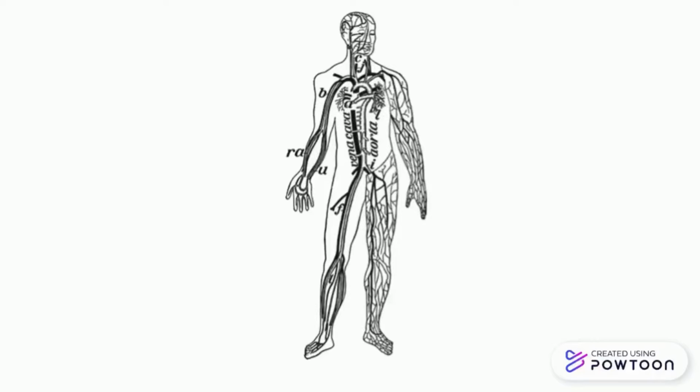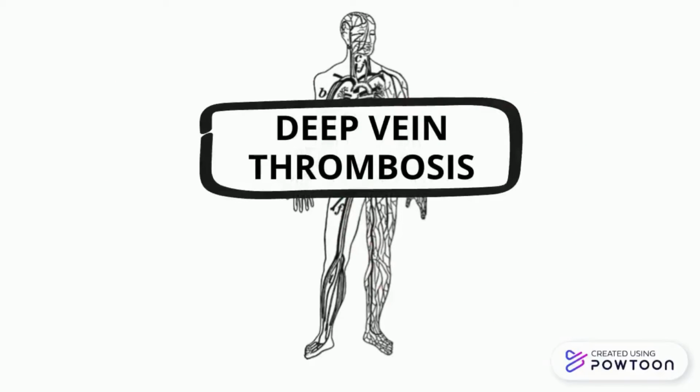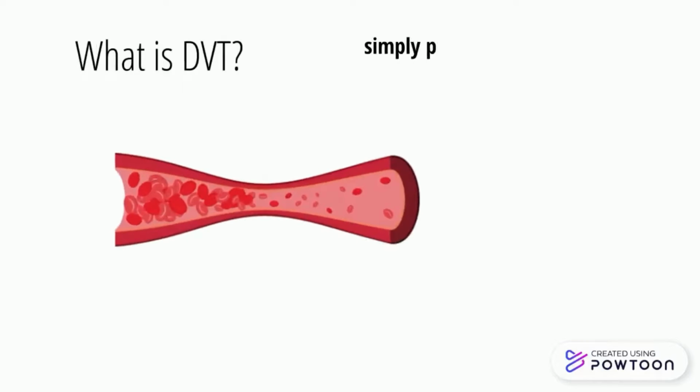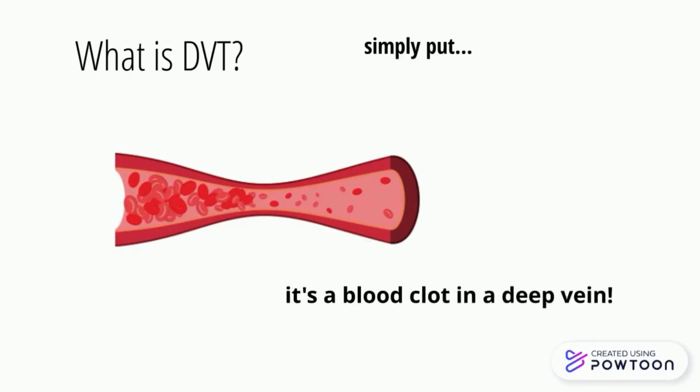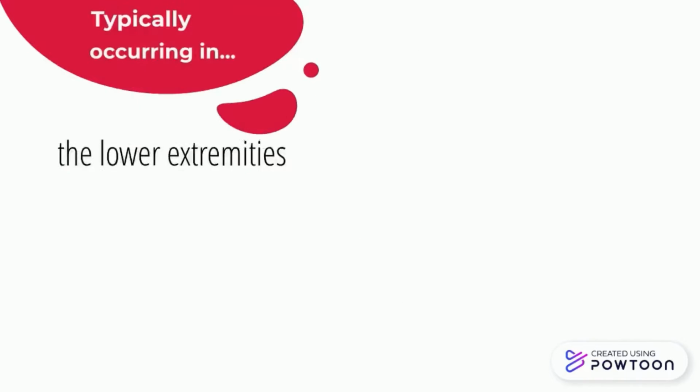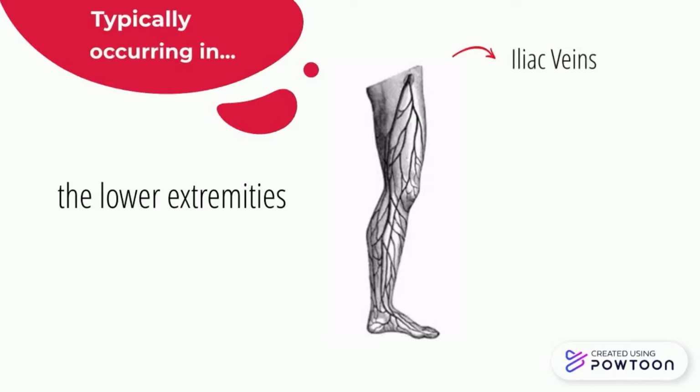Today we will be discussing a complication of the peripheral vascular system known as a deep vein thrombosis. First, what is a DVT? Well, simply put, a DVT is a blood clot that develops in a deep vein within the body that disrupts blood flow. These mainly occur in the lower extremities, such as in the iliac vein or the femoral veins, but they can also occur in the upper extremities.